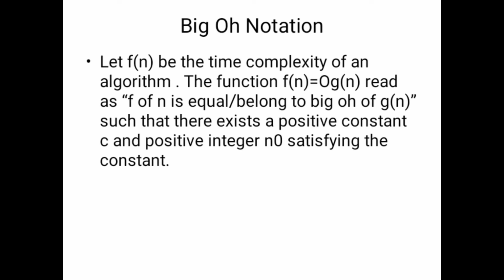First, we'll start with the big O notation. Let f(n) be the time complexity of an algorithm. The function f(n) is said to be big O of g(n), denoted by f(n) = O(g(n)), which is written as f(n) belongs to O(g(n)). This is the representation.